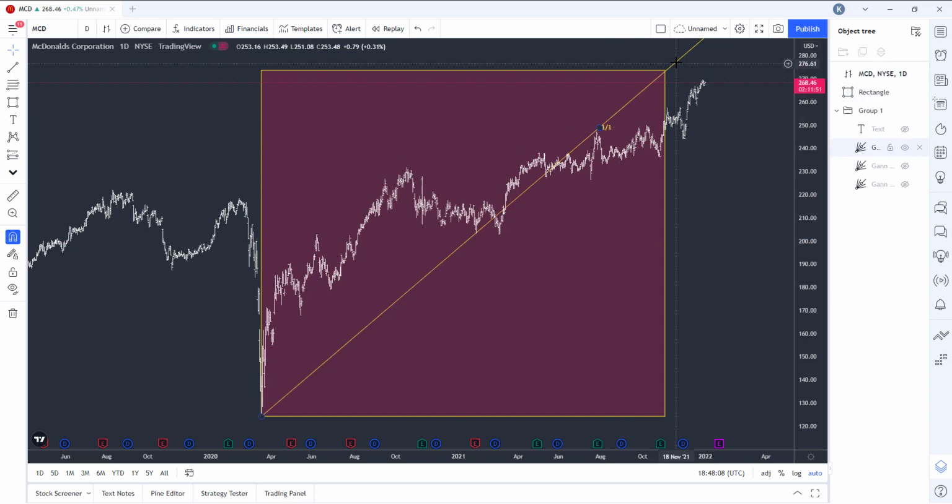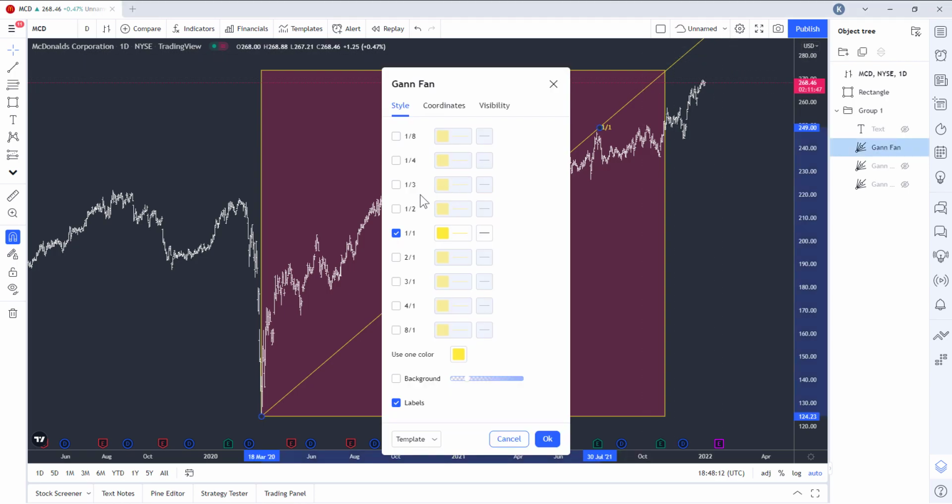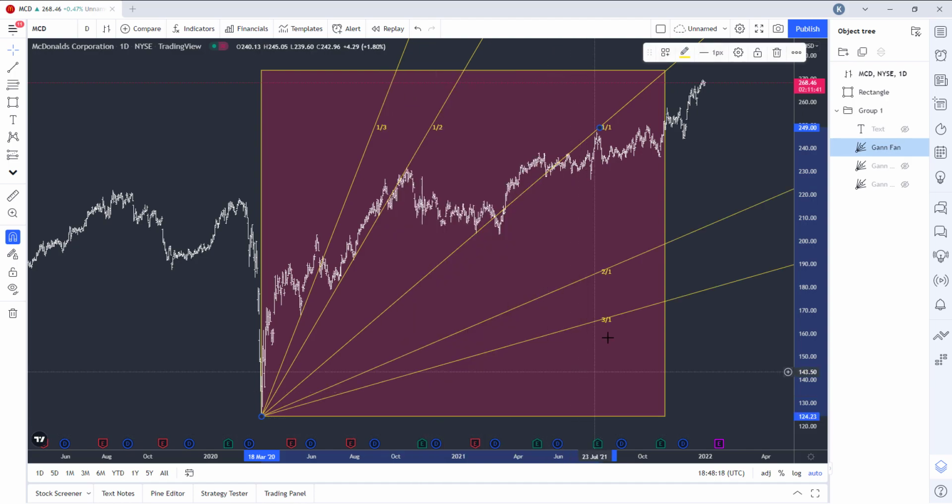Only the 1 by 1 angle is the indicator of bullishness and bearishness. No other angles like 1 by 2 or 2 by 1 are indicators of bullishness or bearishness. It is only the 1 by 1 angle. You have to remember this. This is crucial information for you to have.